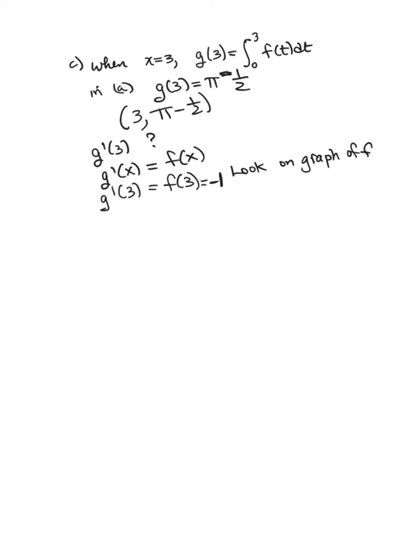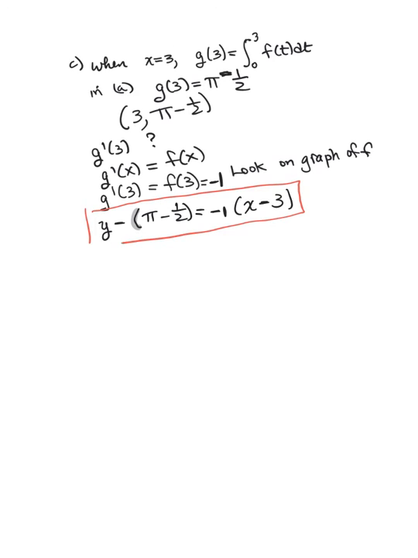So that is -1. So the equation of the tangent line would be y minus the y coordinate, which is a little different because this y-coordinate has two parts to it. It's pi minus a half equals -1 times x minus the x coordinate. And that would take care of part C.